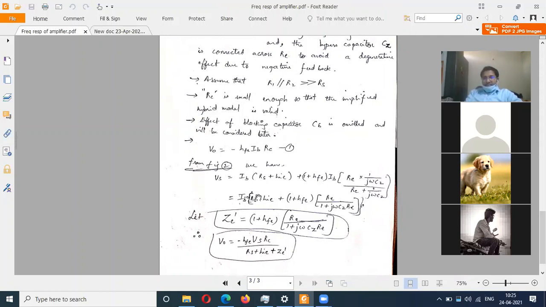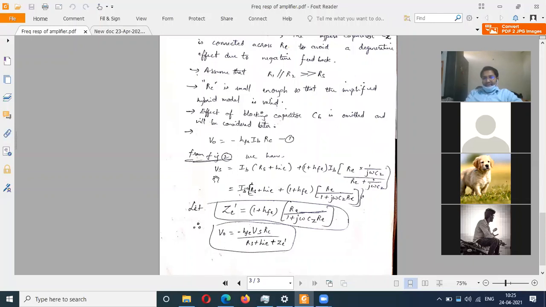Now observe this equation. What is the LHS term? Is it voltage or current? What is LHS? Yes, VS, voltage.